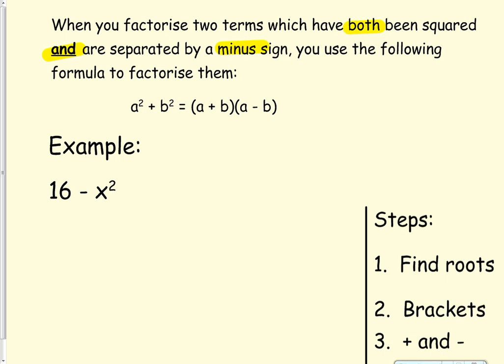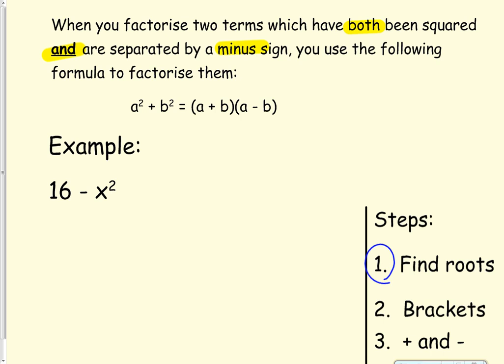A squared minus b squared is equal to a plus b brackets times the brackets a minus b. A and b are the roots of a squared and b squared, so the number we multiply by itself to make a squared is a, and the number we multiply by itself to make b squared is b. If you don't understand square numbers, you need to go to BBC Bitesize and have a look around. So the first step is to find the roots.